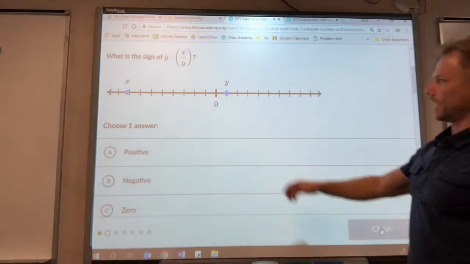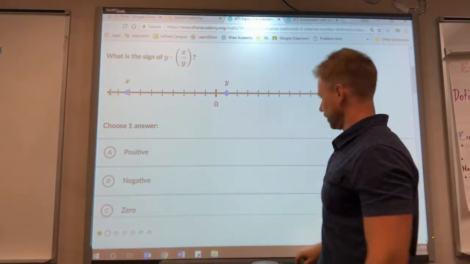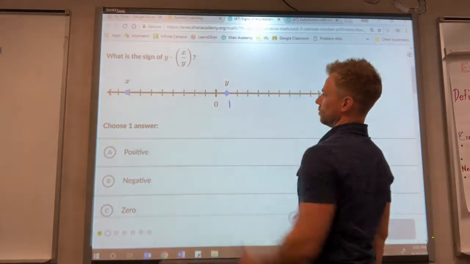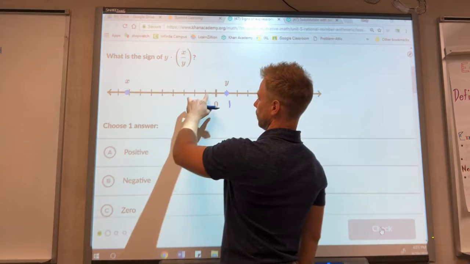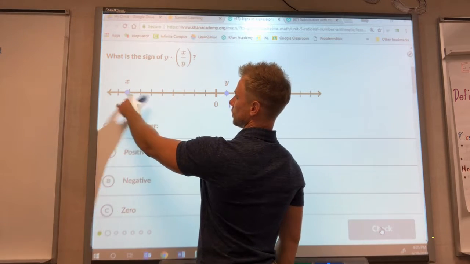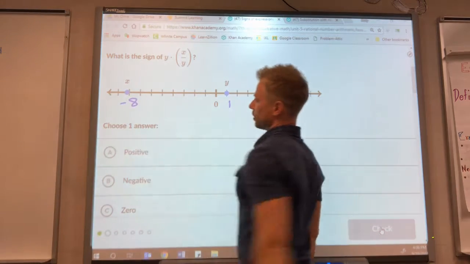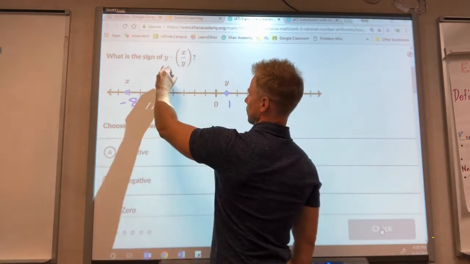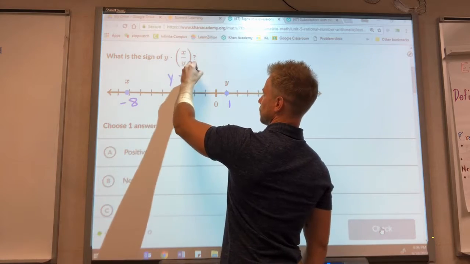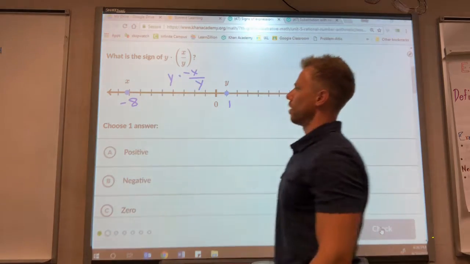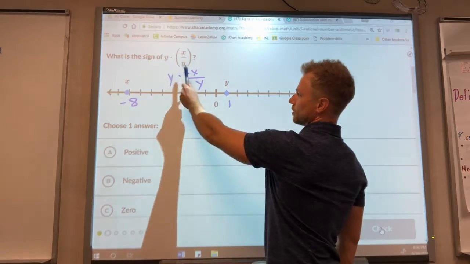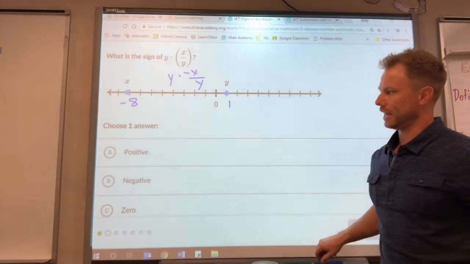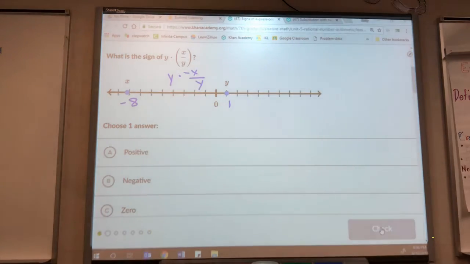Okay, and over here we have y is positive because it's to the right of 0, and x is going to be negative 1, 2, 3, 4, 5, 6, 7, 8, negative 8. But actually all we need to know is the sign, that x is negative, because we have y is positive times a negative x and then a y. So when we multiply a positive times a negative, that answer is still going to turn out to be negative. One negative makes it negative.